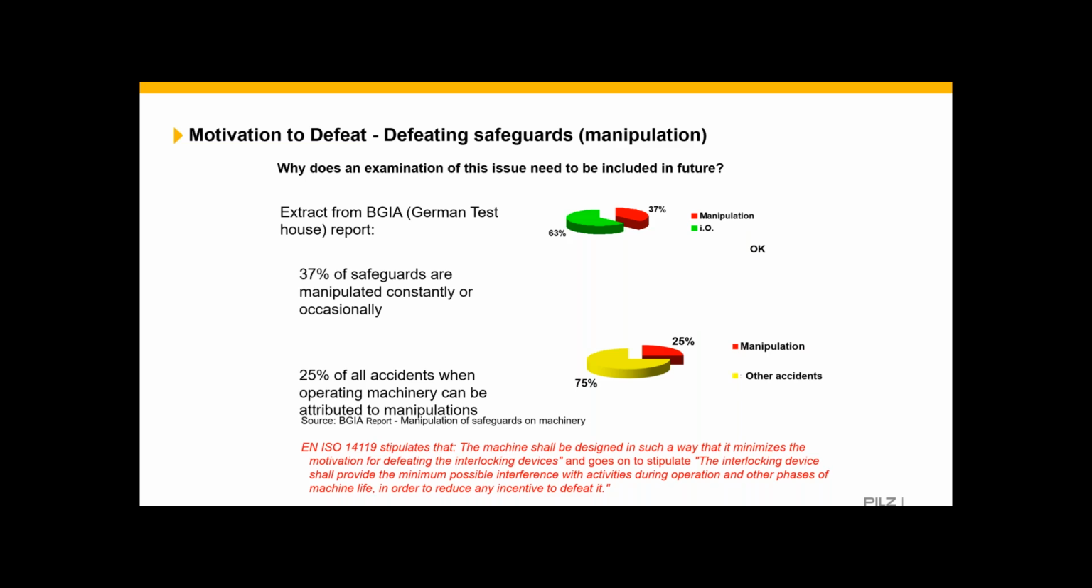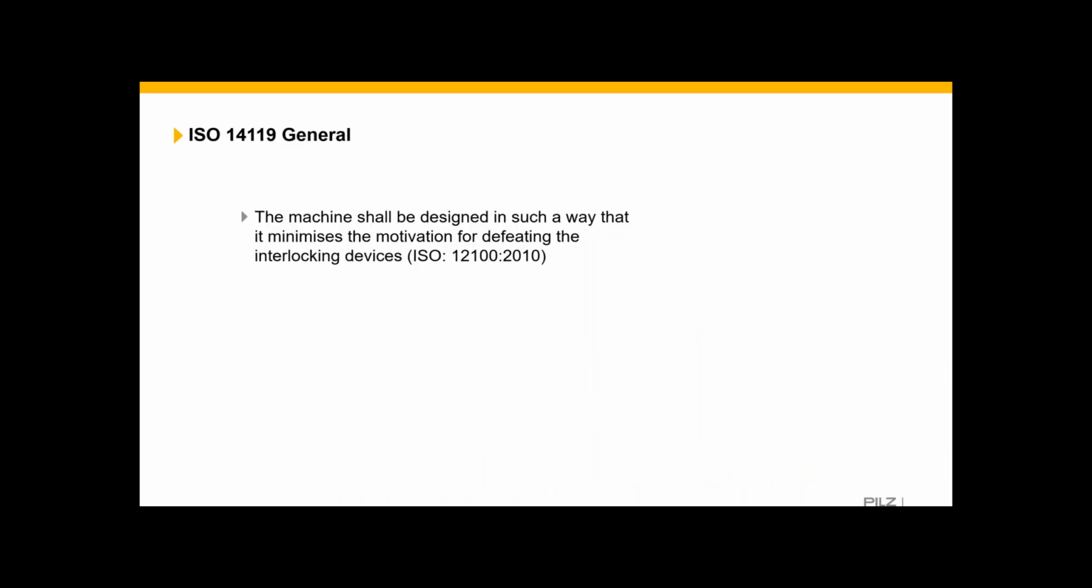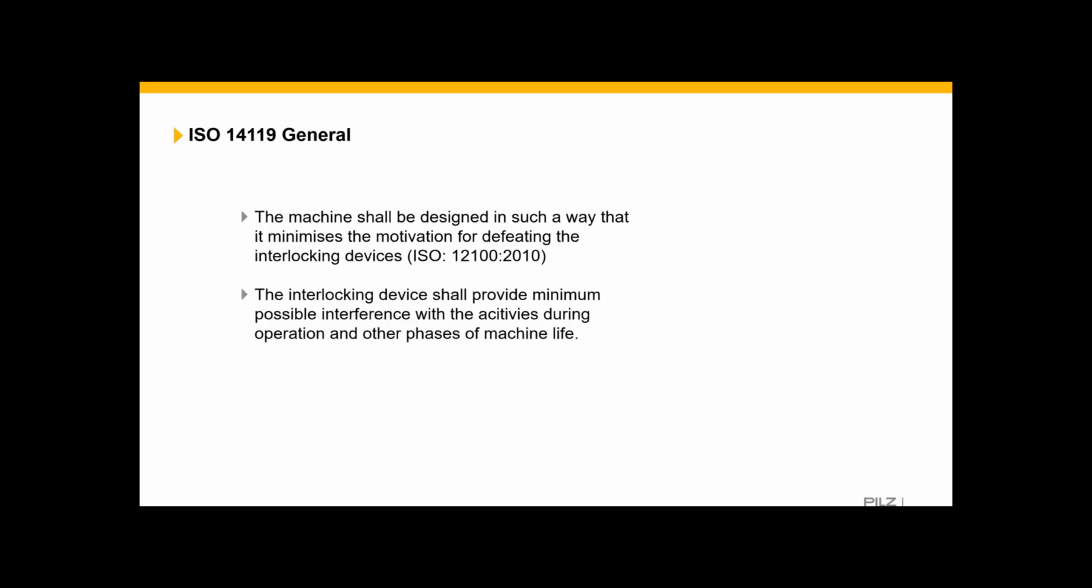And 14119 states that the machine shall be designed in such a way that it minimizes the motivation for defeating the interlocking device, and that the interlocking device shall provide minimal possible interference with the activities during the operation and other phases of the machine life cycle. And we use the following procedures in order to avoid interlocking devices being defeated.